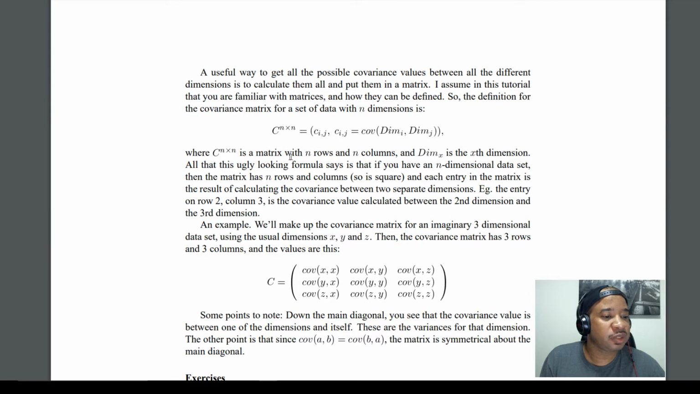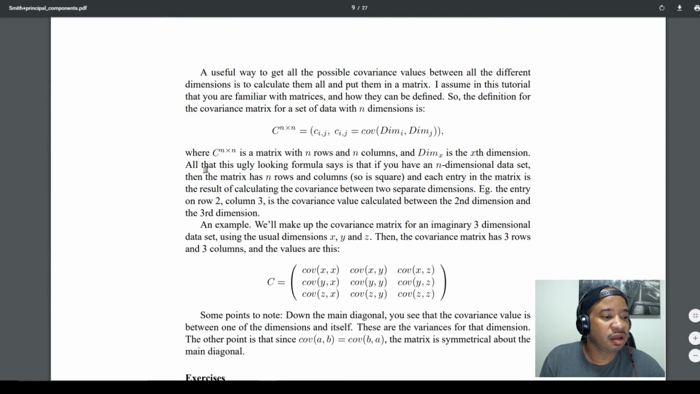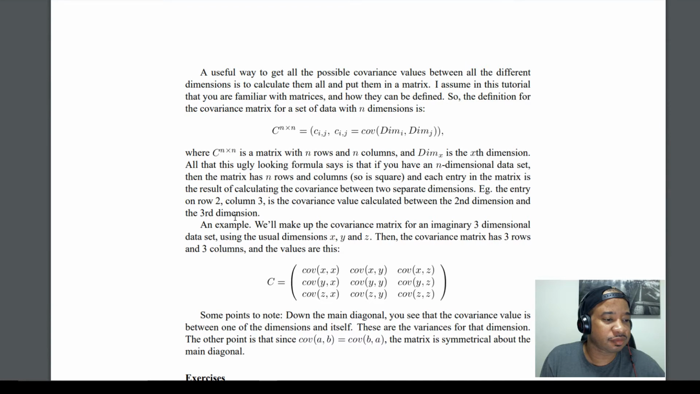Where C m by n is a matrix with n rows and n columns, and dim x is the x dimension. All that is an ugly looking formula. It says that if you have an n-dimensional data set, then the matrix has n rows and columns, so it is a square, and each entry in the matrix is the result of calculating the covariance between 2 separate dimensions. In general, e.g., the entry on row 2, column 3 is the covariance value calculated between the 2nd dimension and the 3rd dimension.